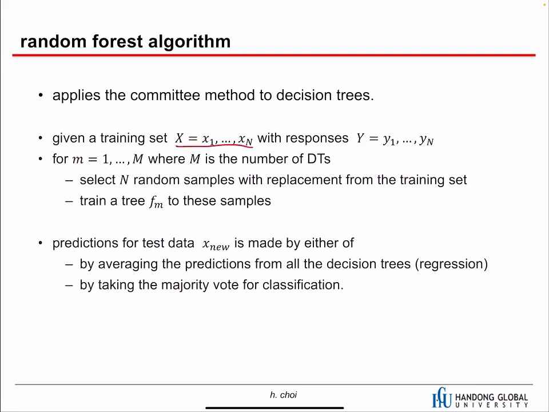Given this set with the labels, and m is the number of decision trees, train the decision trees m times. And for predictions, we have a new sample here, then feed this sample to all the decision trees. Then all the decision trees will make a prediction, and we just take an average for regression, or for classification, simply take a majority vote.